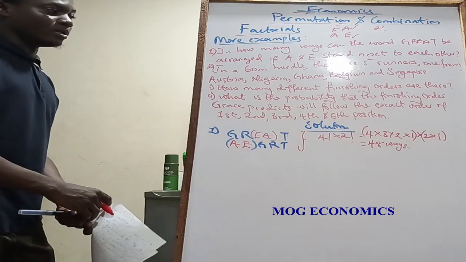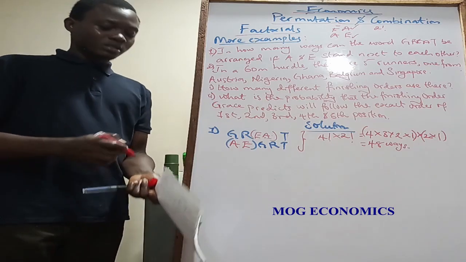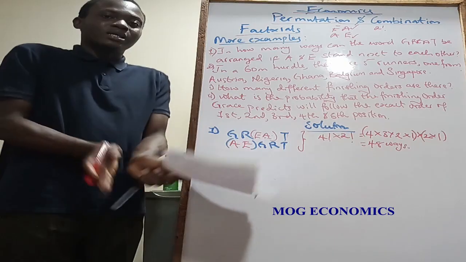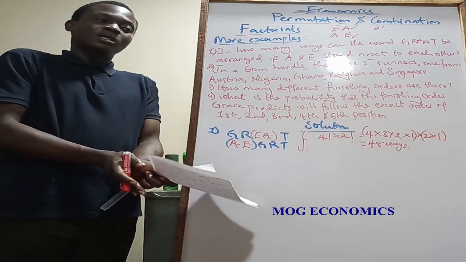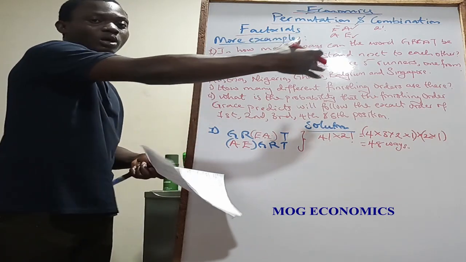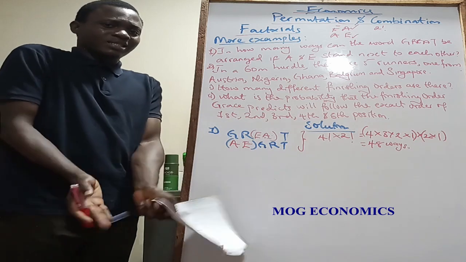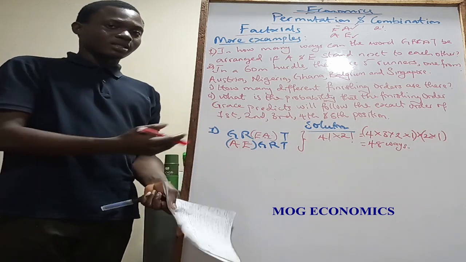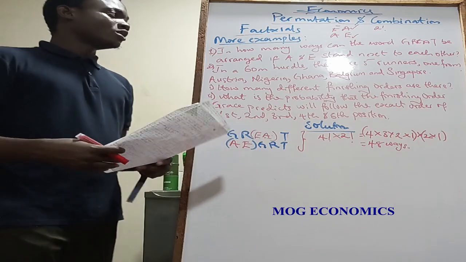So first, you look at those two letters. It may be two people sitting next to each other. The question says these two people must sit next to each other, so you see them as one person at first. You get the number of factorials in the usual way, then multiply by the number of ways the people sitting together can be arranged. So we look at issues like that in subsequent lessons.